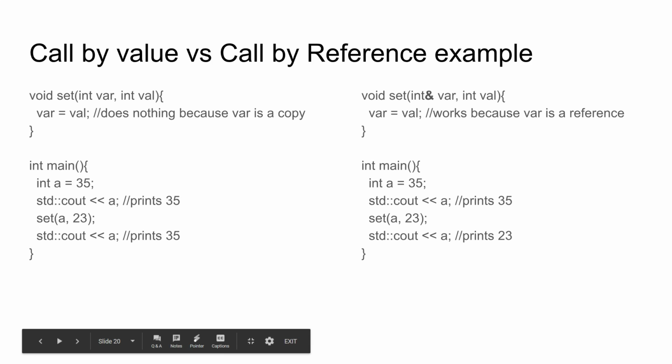Yes, it's very similar to passing a pointer to the function, but again, you don't have to dereference it, right? It's a lot more convenient to work with than a pointer. Because if I was working with a pointer, this would have to be like int star var equals value.